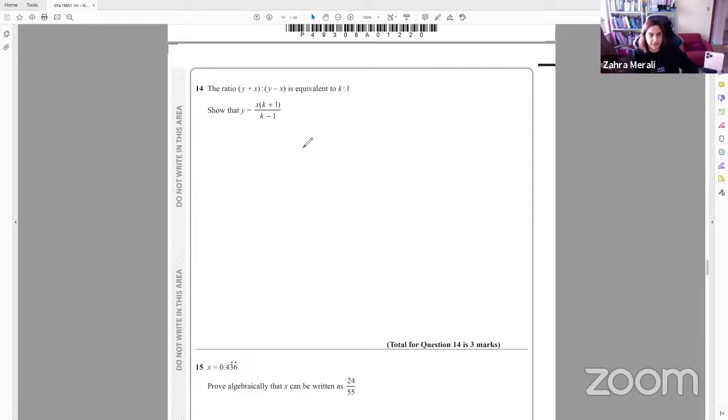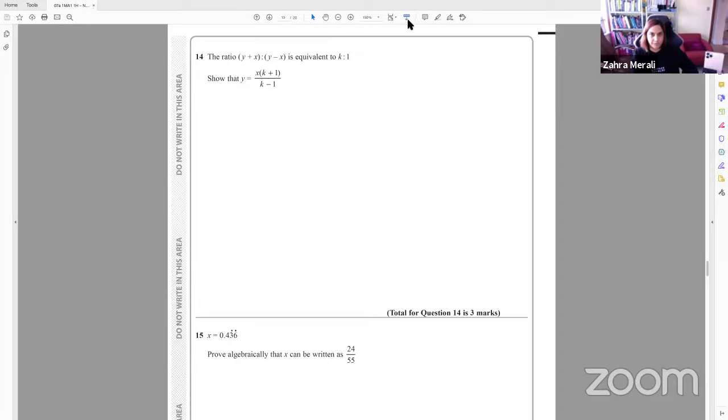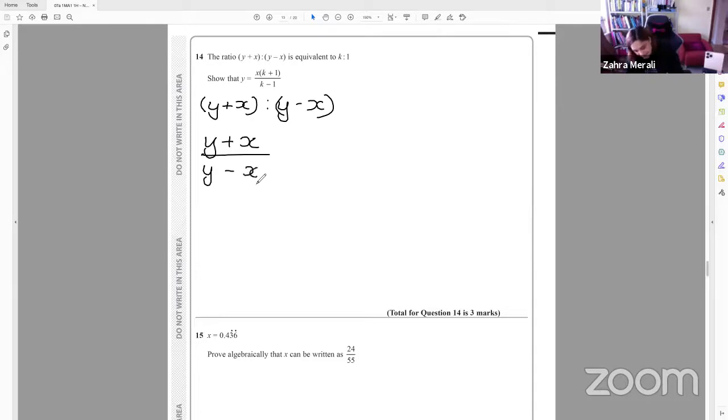So we've got a ratio, and we've got it's equivalent to k over 1. So what is a ratio? A ratio is also a fraction. We can also write ratios as fractions. So here we've got y plus x to y minus x. So that ratio colon could also just be a divide sign. So we know that that is the same thing. And then we're saying it's equivalent to k over 1. Equivalent is an equal sign, k over 1.